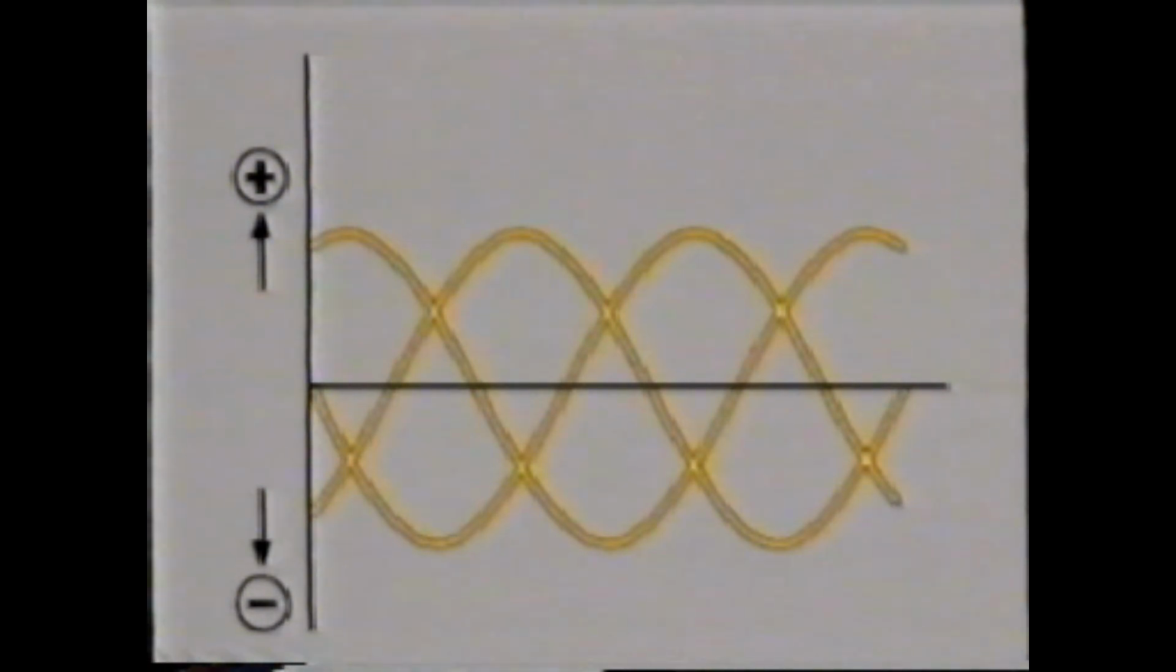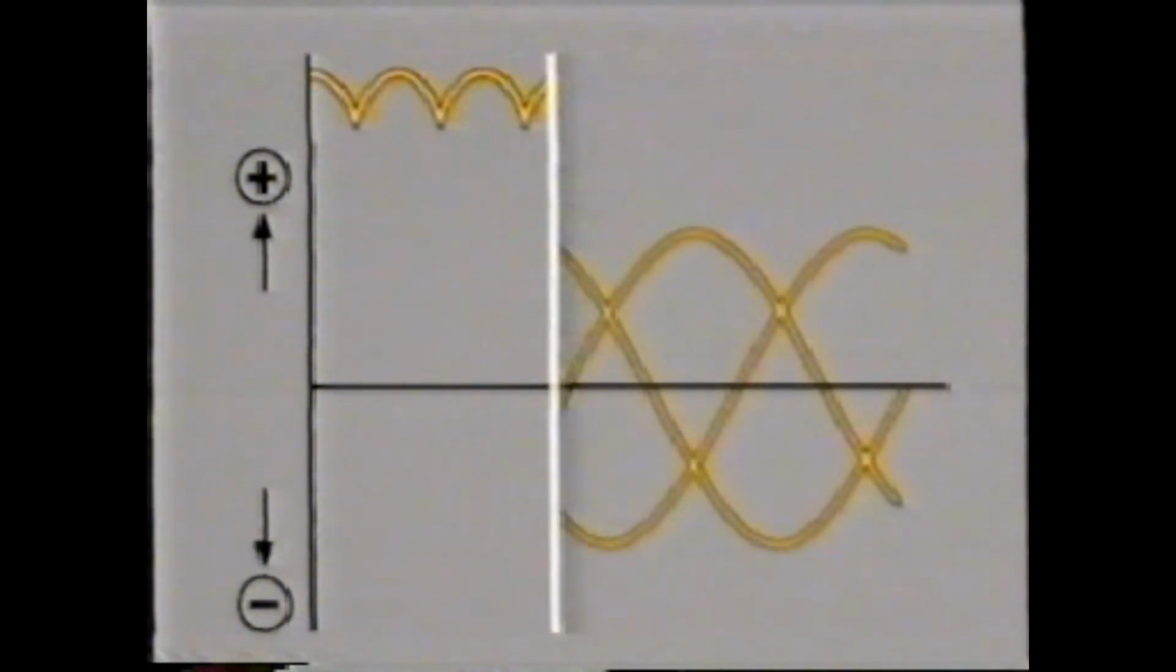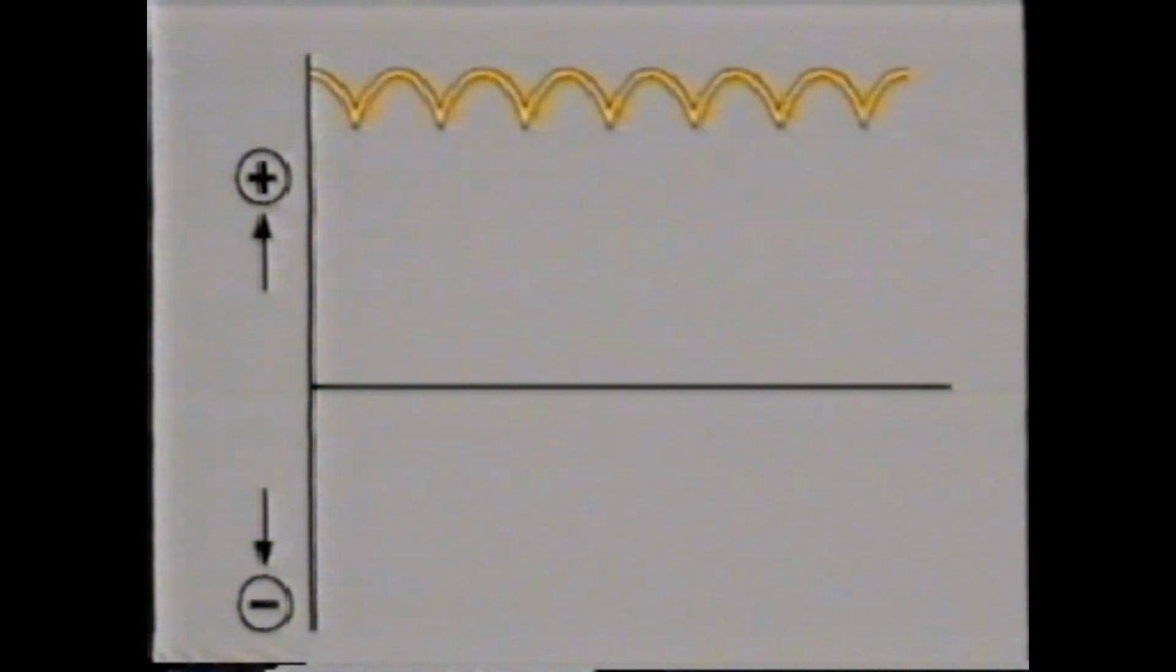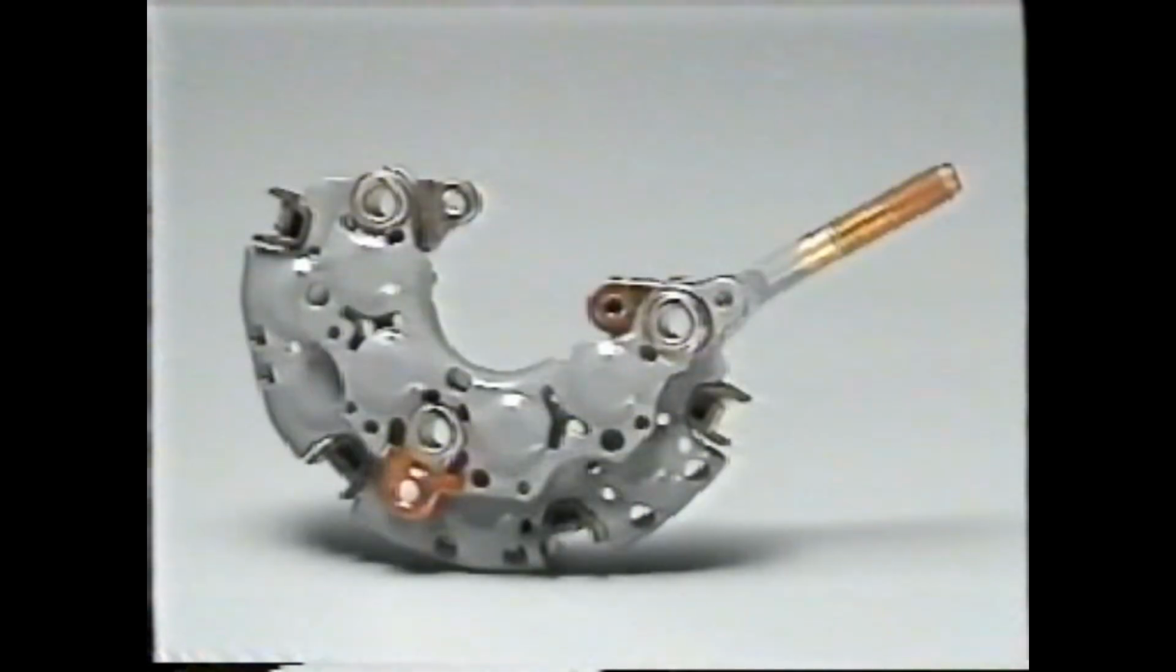The alternator produces three-phase alternating current, so the direct current after rectification is as shown. This is what a rectifier looks like.